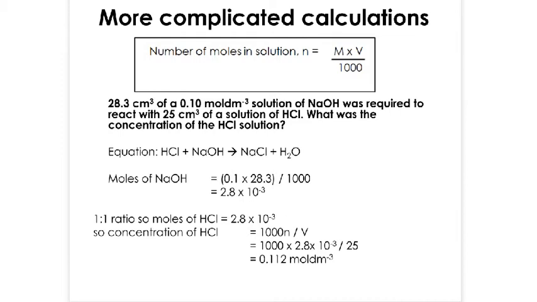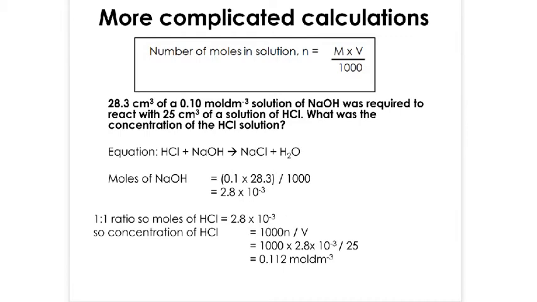So now we know how many moles of sodium hydroxide we have, and if we look in that equation, it tells us that 1 mole of sodium hydroxide reacts with 1 mole of hydrochloric acid. So the number of moles of hydrochloric acid has got to be exactly the same as the number of moles of sodium hydroxide. So if we have 2.8 times 10 to the minus 3 moles of sodium hydroxide, we also have 2.8 times 10 to the minus 3 moles of hydrochloric acid. So we now know the number of moles of hydrochloric acid.